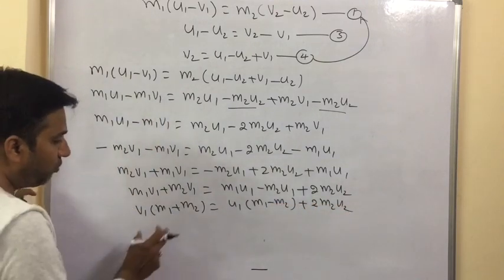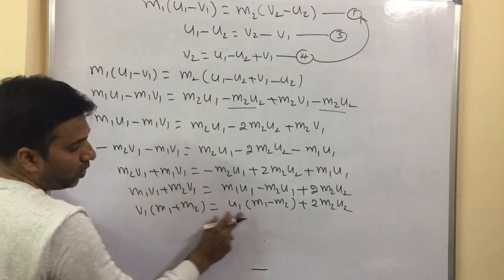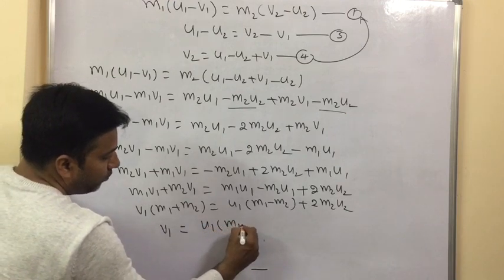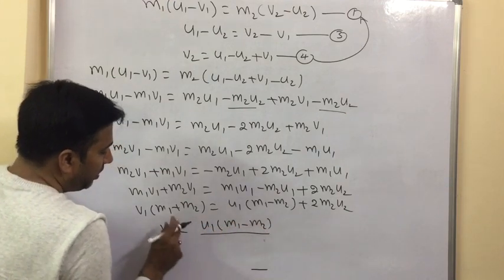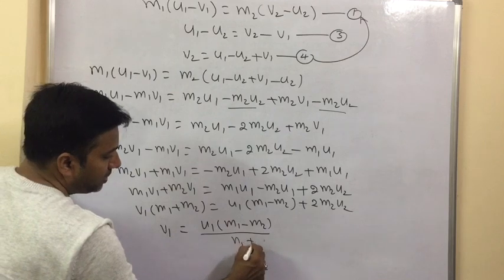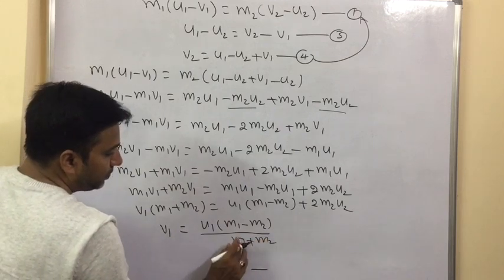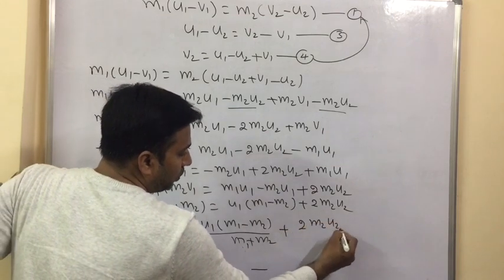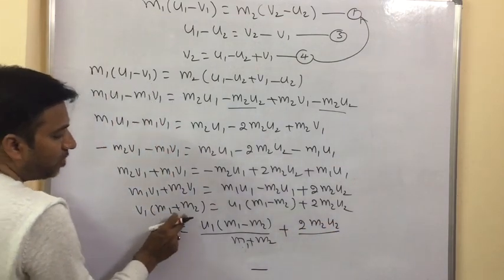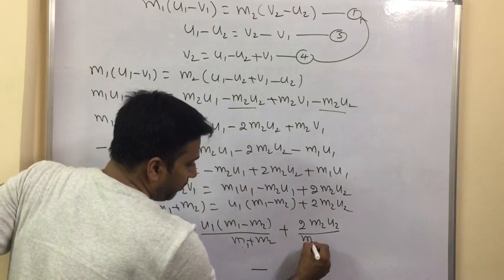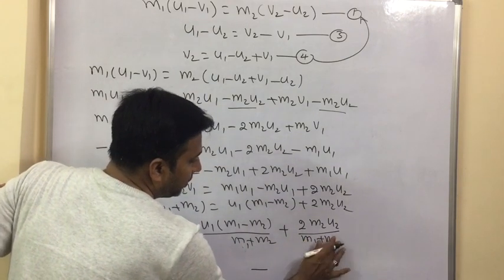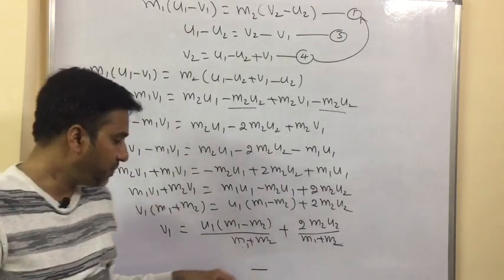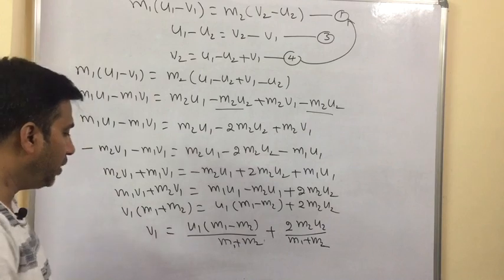Now in the next step we cross multiply this (m1 + m2) to the other side. So here v1 is equal to u1(m1 − m2) divided by this term (m1 + m2), and 2m2u2 divided by the same term (m1 + m2). Here also we write (m1 + m2). This is the final velocity after collision of the first sphere. So we got the value of v1 here.